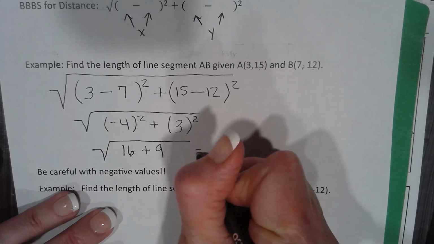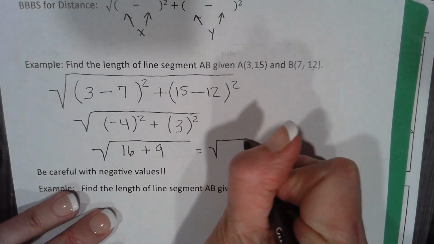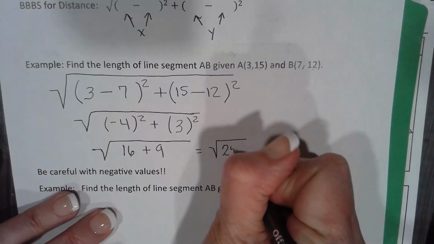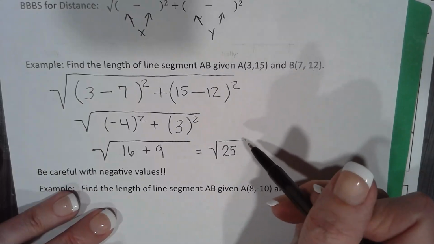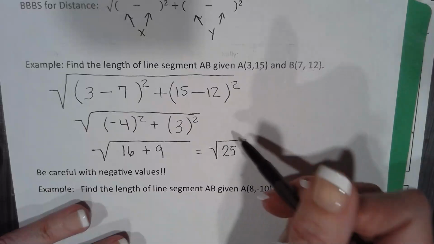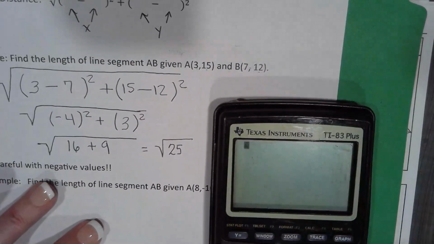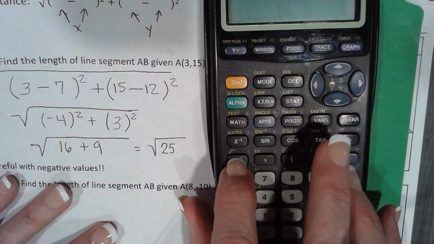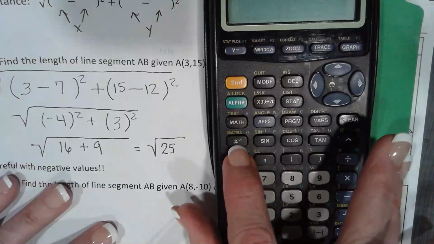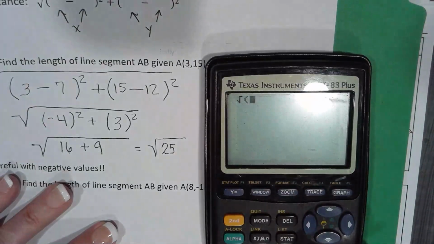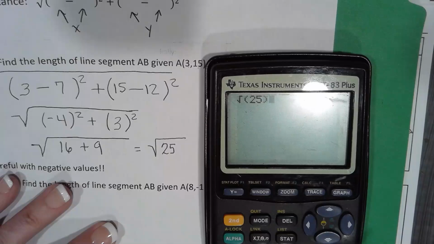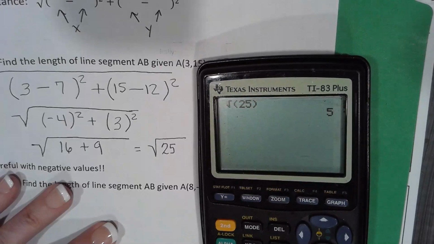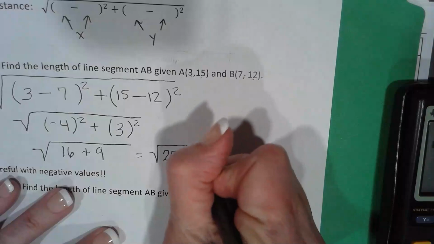Now we're going to add 16 and 9, and we're going to get 25. This is the square root of 25. It's not 25, it's the square root of 25. So your square root symbol is right here in yellow. If you press second and square root, you'll see the little symbol pop up, 25. So the answer is 5.